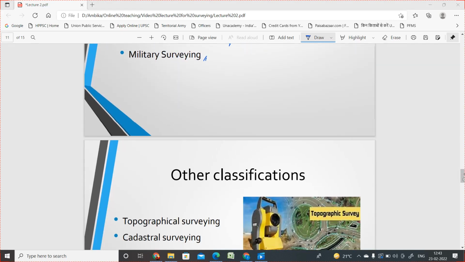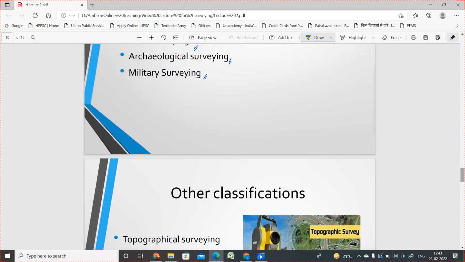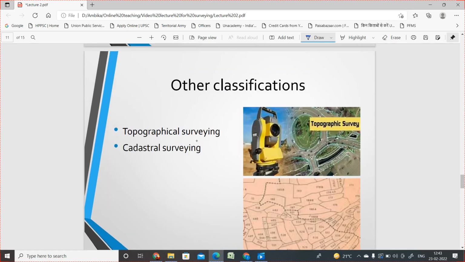Now the classification that we left with, topography surveying and cadastral. Topography survey is basically done with the help of helicopters and aeroplanes, and we basically use a radar system here. In that case, from the top we click the pictures and collect the data of the area, that is, what things are present in that particular area. And then we have cadastral surveying.